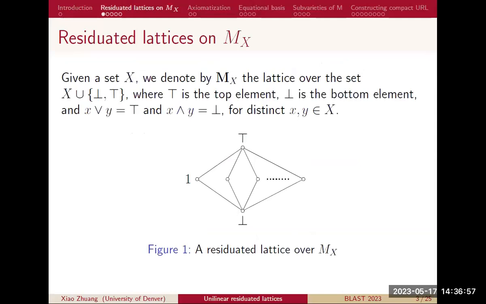So if we start with the set X and add the top and bottom, that will be the universe of our residuated lattice, and this is the lattice reduct of it. It has a good property: if two elements in the middle part are distinct, then they are incomparable, and the result of the incomparability is that the join is top and the meet is bottom. So this is the lattice characterization of this kind of residuated lattice.